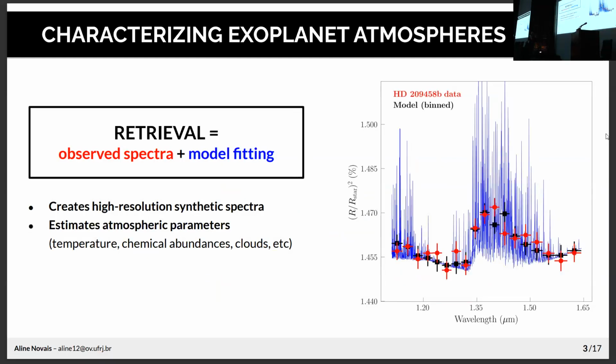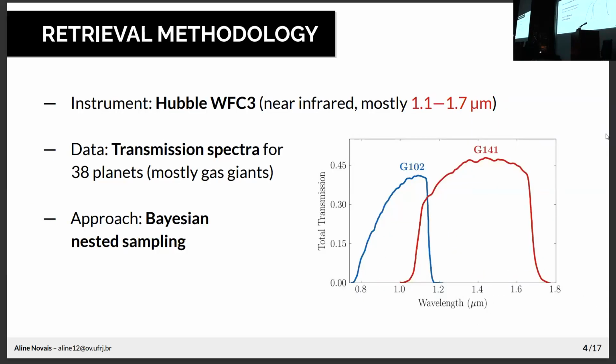And this is just an example of how my retrievals work. So basically, when I talk about retrieval, for those of you who don't know, we're using observed data, in my case from Hubble. We're trying to fit different atmospheric models to this data to see which one works best. And this is how we will try to characterize these atmospheres.